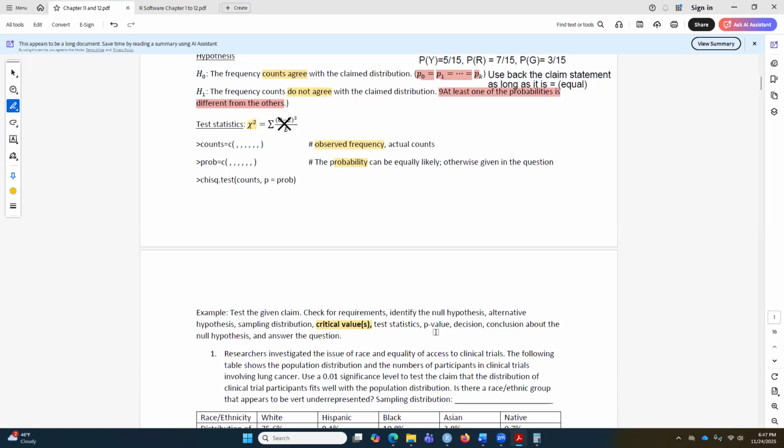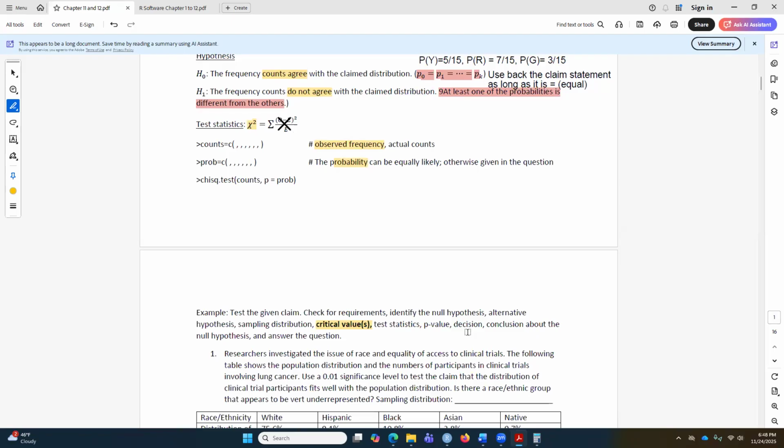You have to check the requirements for step 1, and then identify H0 and H1, the null and alternative hypotheses, in step 2. Sampling distribution, which is chi-square, is step 3. Step 4 is the critical value now, and then you have to do the test statistic and p-value in step 5. Decision is step 6, conclusion is step 7, and then answer the question in step 8. So mostly everything is the same as what you learned before, except in this chapter, you have to do the critical values.